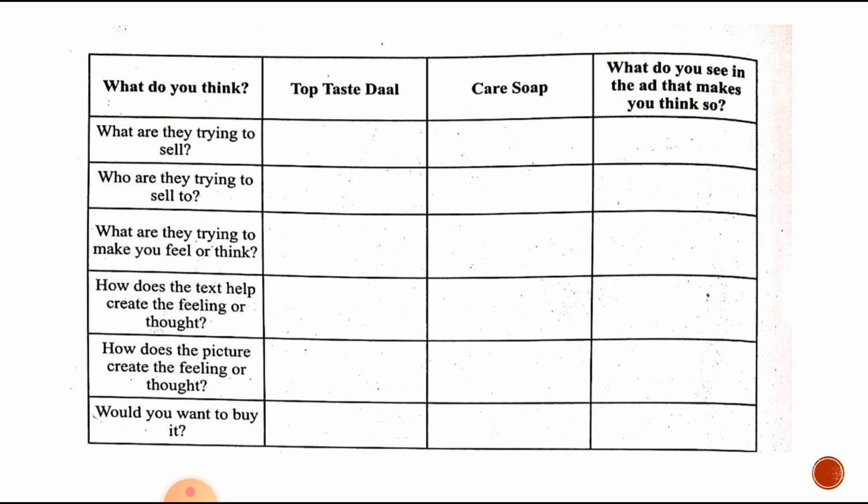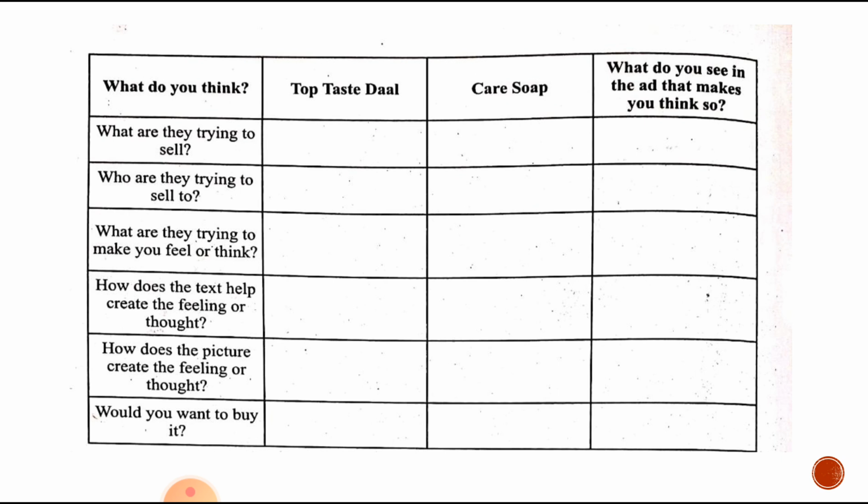Third question, what are they trying to make you feel or think? See, they want us to think that the product is really worth buying, of the dal one. And the second, when we talk of soap, that we should buy the soap shown in the ad to express love and care to our nearest and dearest one. And see, now in the first picture the joy and interest is in eating, and in the second picture the cheerful faces are expressing love and care.